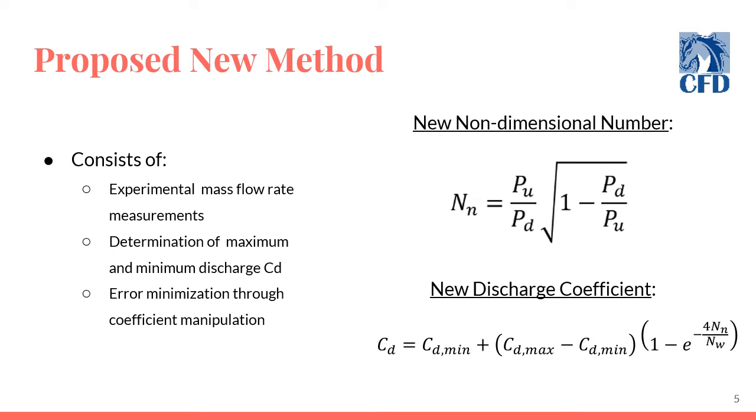We were tasked by our client, Dr. Robert Wood, to investigate the effectiveness of a new non-dimensional number based on pressures for discharge coefficient prediction, which would replace the need for the Reynolds number-based methods. This new number, N sub n, is a function of the upstream pressure P sub u and the downstream pressure P sub d. This method uses experimental data to create theoretical curves based on the maximum and minimum data points gathered and the adjustment coefficients to create the best possible fit.